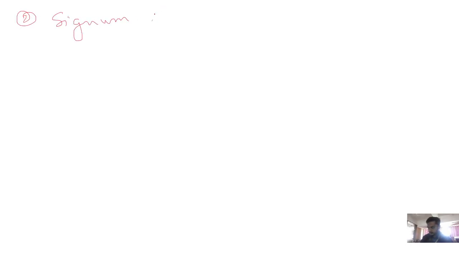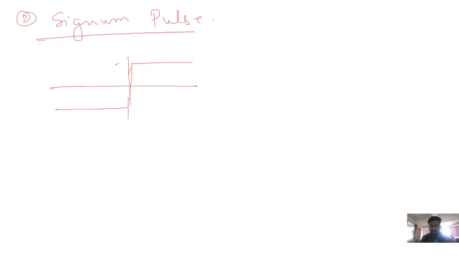Second function, the signum function or signal pulse we call it as. Okay, how it looks like is, it will have minus 1 amplitude for t less than 0. At 0 it will change its amplitude to 1, and from there onwards it will have amplitude of 1. Okay, so it will run from minus infinity to infinity, right? From minus infinity to 0 it will have the amplitude of minus 1, and from 0 to infinity it will have the amplitude of 1. Okay, so the equation for this is sgn of t is 1 for t greater than or equal to 0, and it is going to be minus 1 for t less than 0. So I don't think there should be much confusion over here.